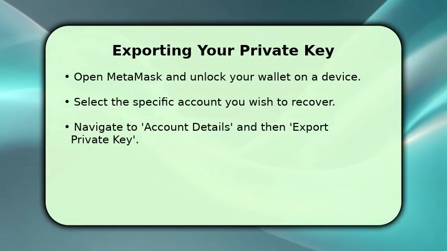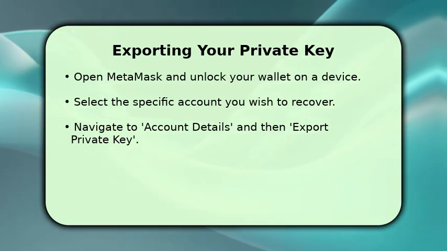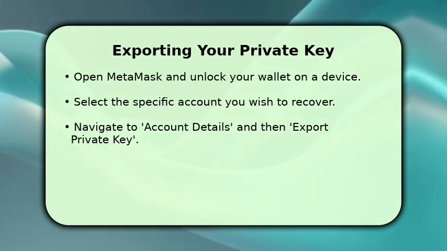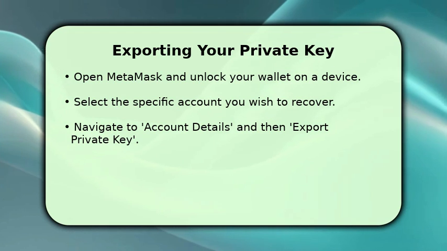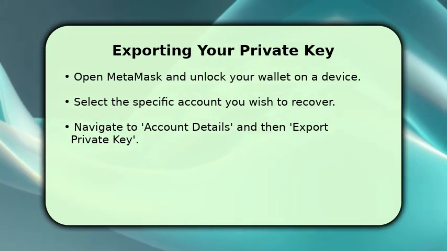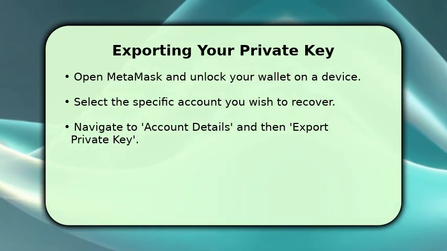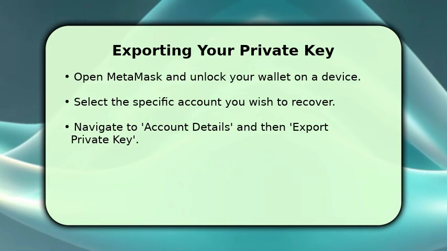To export a private key, first open and unlock your MetaMask wallet. Select the specific account you wish to recover from the drop-down menu. Next, click on the three dots next to your account name and choose Account Details. From there, select Export Private Key, enter your MetaMask password, and the key will be revealed.